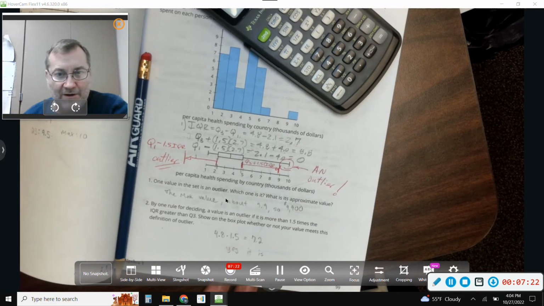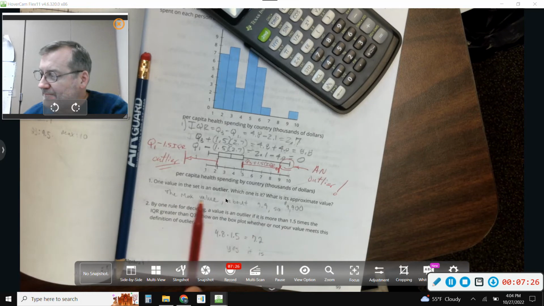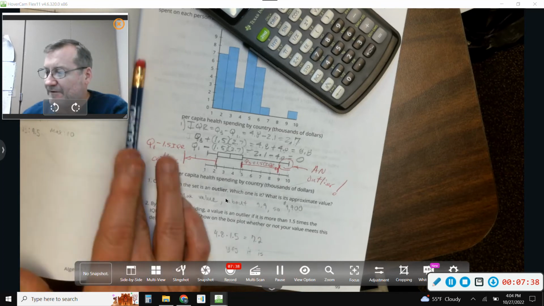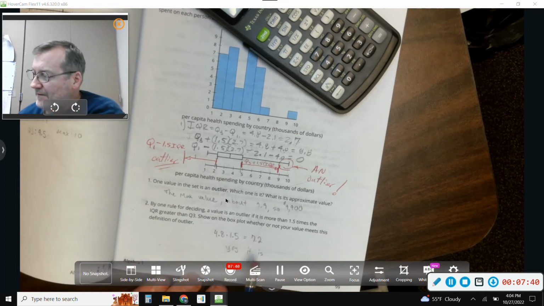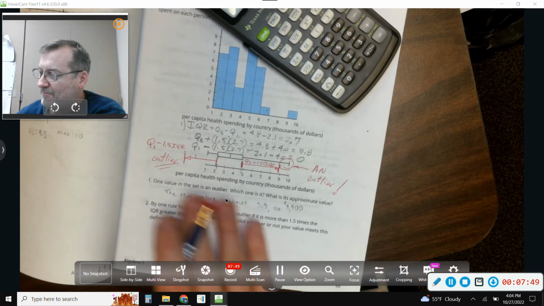So when you get a question like this one, when you go through this, you find out that you have an outlier on this thing. Show on the box plot whether or not your value meets this definition of an outlier. So it says yes, it is. I'm going to go and erase this because I think I got a little bit better explanation with my ink pens. So we'll just move on there.